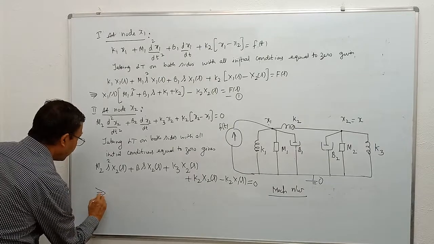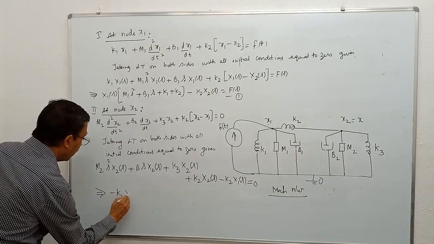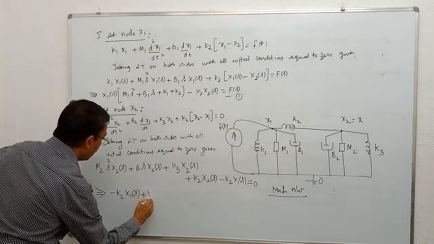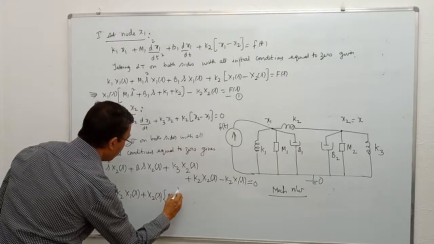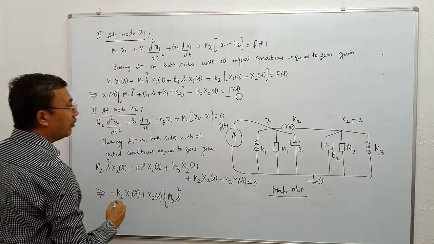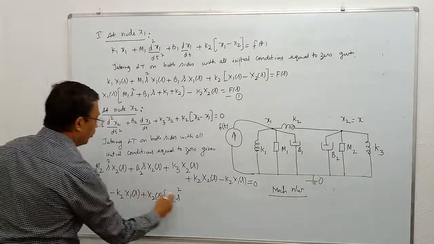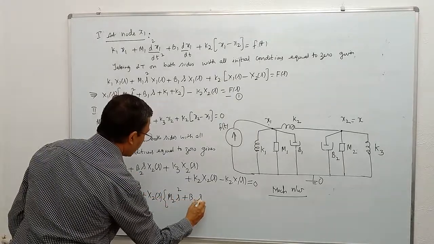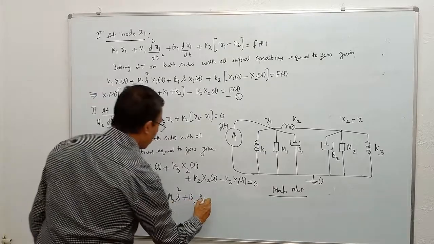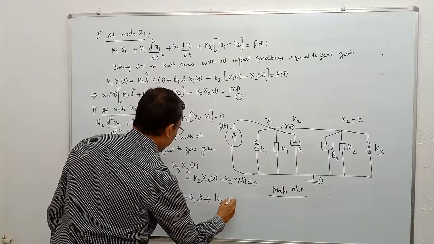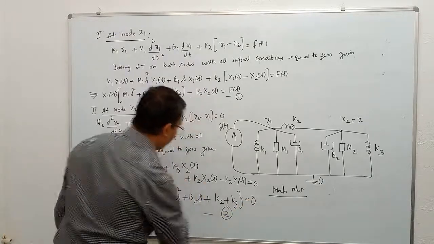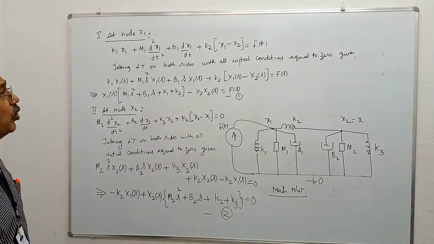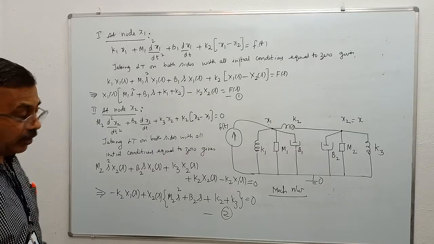This implies minus K2 into X1 of s plus X2 of s, if you take common, you get M2 s square plus B2 s plus K2 plus K3 equal to 0. This is equation 2. Next step is to put equations 1 and 2 in matrix form.